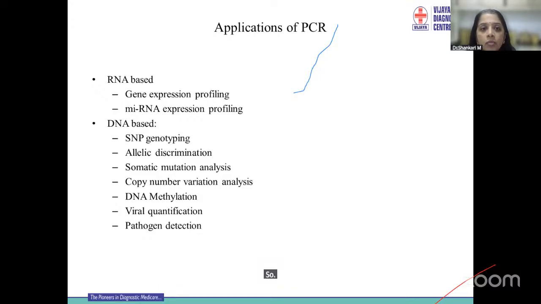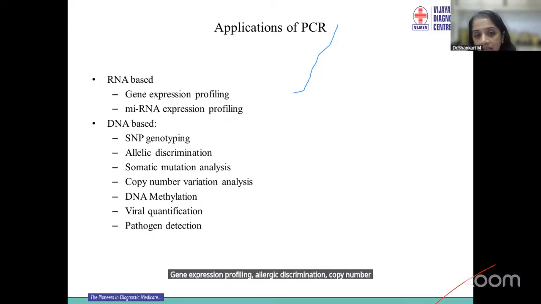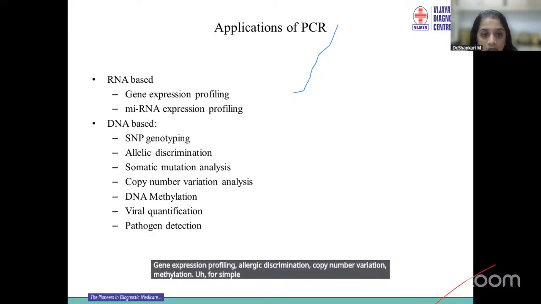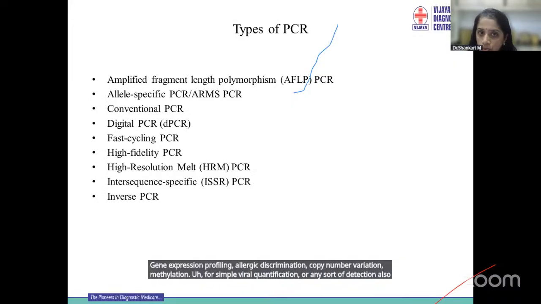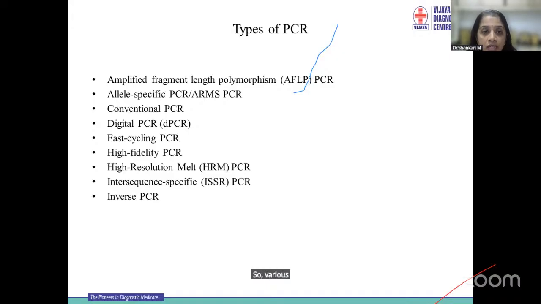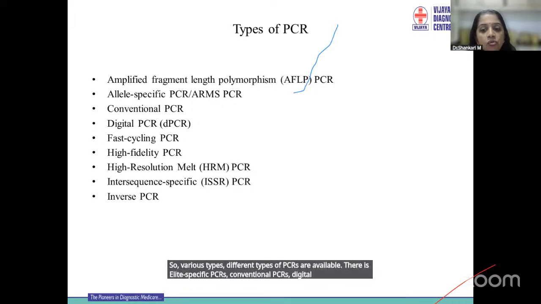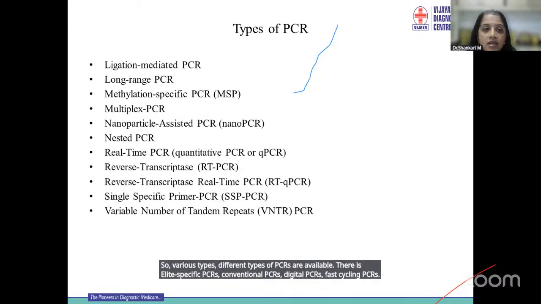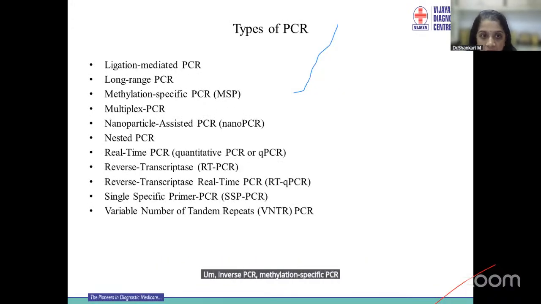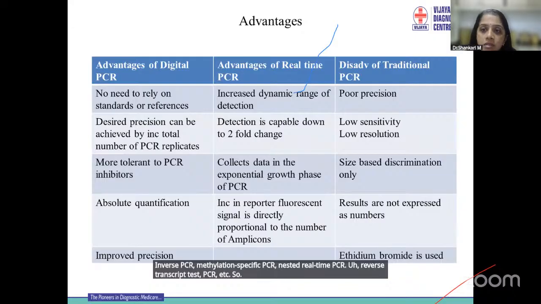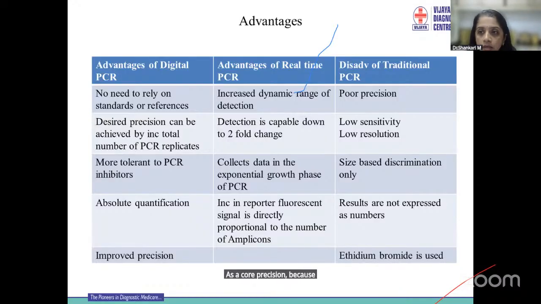The applications of PCR can be RNA-based or DNA-based applications: gene expression profiling, allelic discrimination, copy number variation, methylation, simple viral quantification, or any sort of detection. Various types of PCRs are available: allele-specific PCRs, conventional PCRs, digital PCRs, fast cycling PCRs, inverse PCR, methylation-specific PCR, nested real-time PCR, reverse transcriptase PCR, etc.